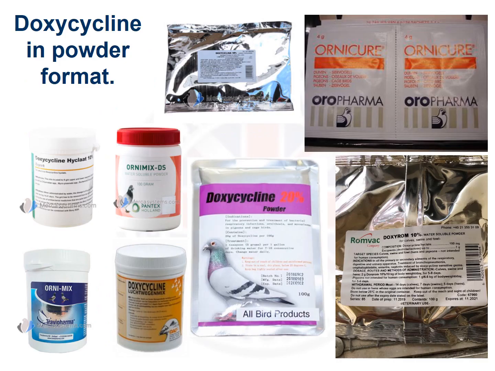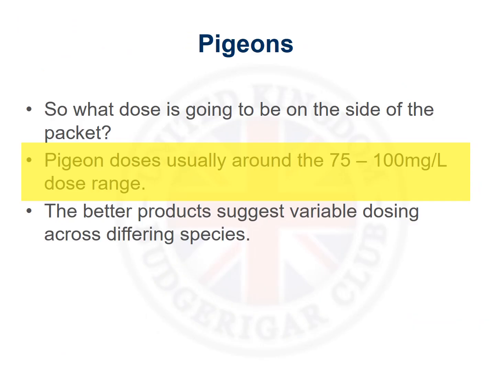There are millions of doxycycline products out there in their own format, in isolation, right the way through to combination products and everything else. It's very confusing. It all comes down to, again, what is the active agent, what percentage is it in that product, and is there anything else in there that I don't want. Pigeon doses for treatment of chlamydia, which pigeons get of course as well, are around 75 to 100 milligrams per litre in the drinking water. And depending on what product you buy, if it's intended for pigeons, it might just give you that dose range.